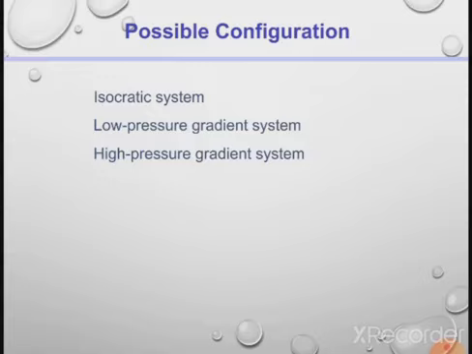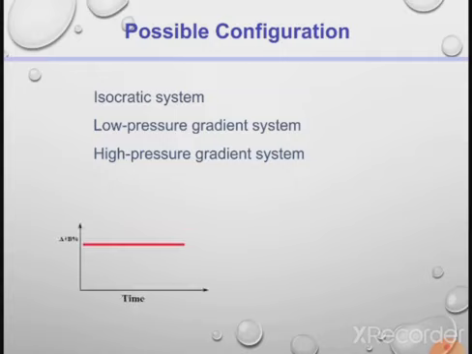So these are the possible configurations of the HPLC: the isocratic system, and the gradient system. Isocratic system means a system in which a single or a fixed composition of mobile phase is used. The gradient system means the mobile phase is used with varying composition during the analysis. It is again classified into low pressure gradient system and high pressure gradient system.